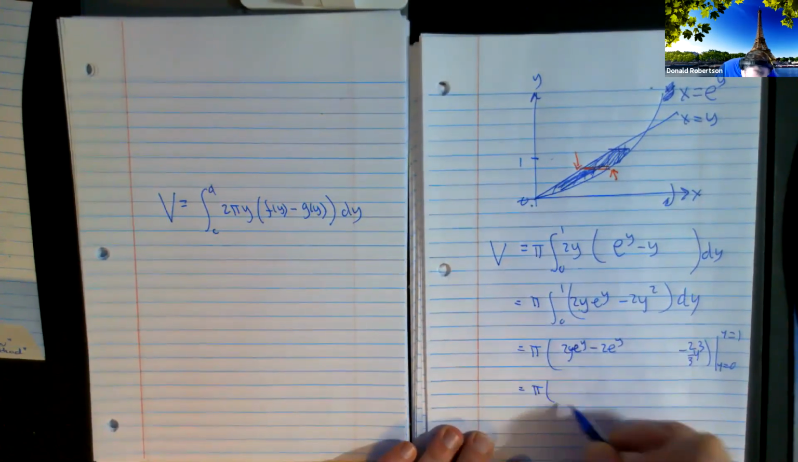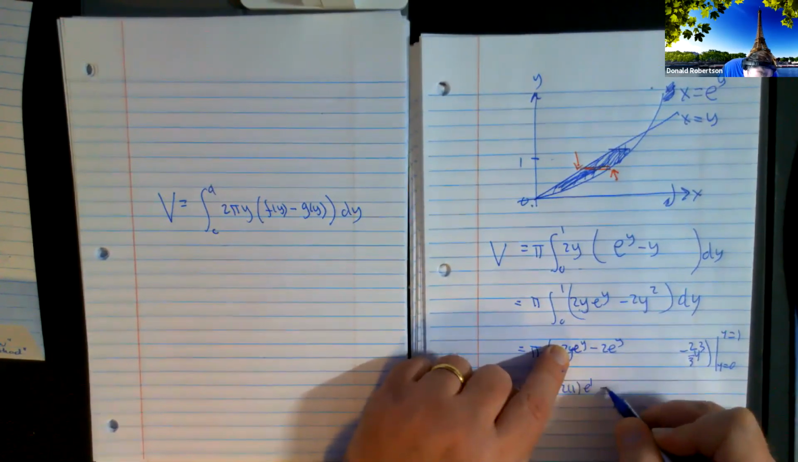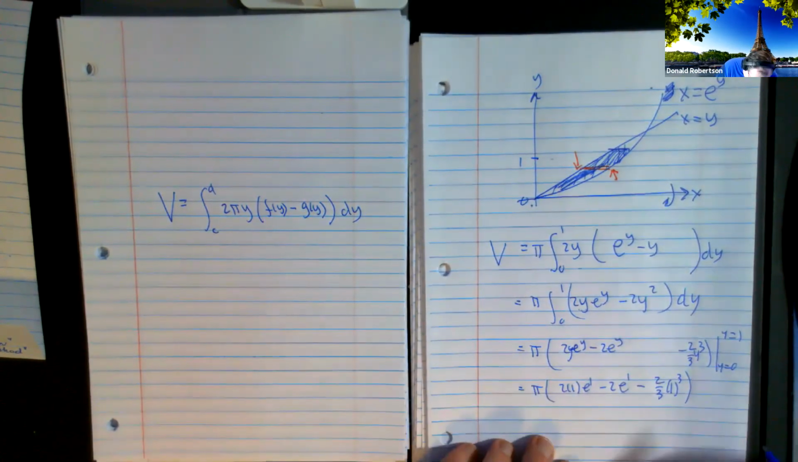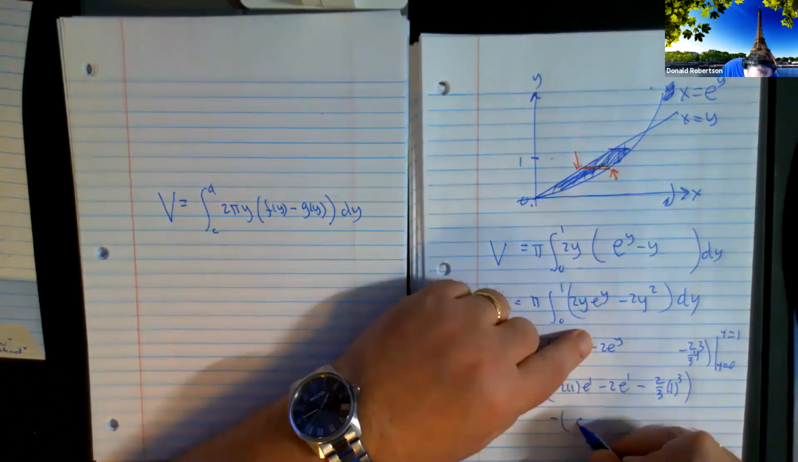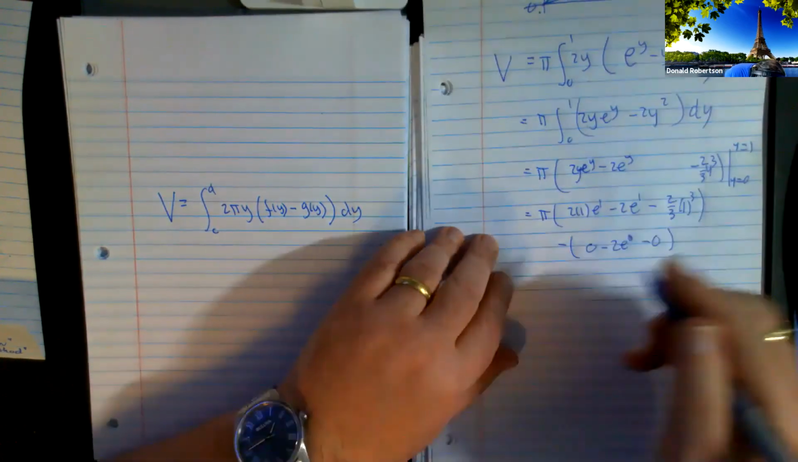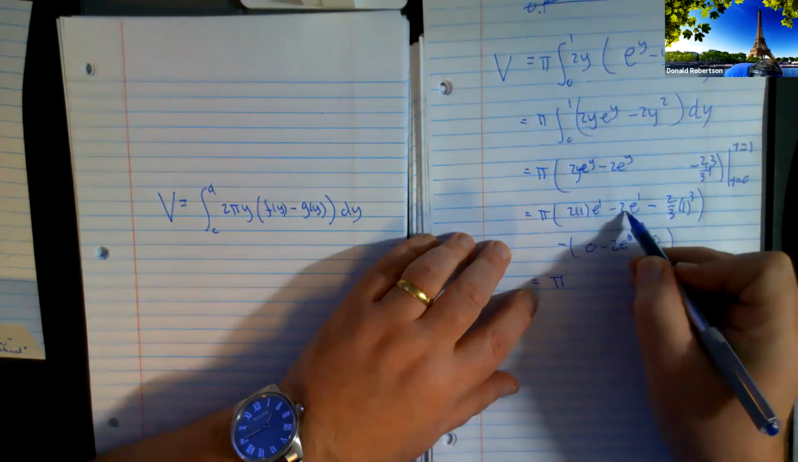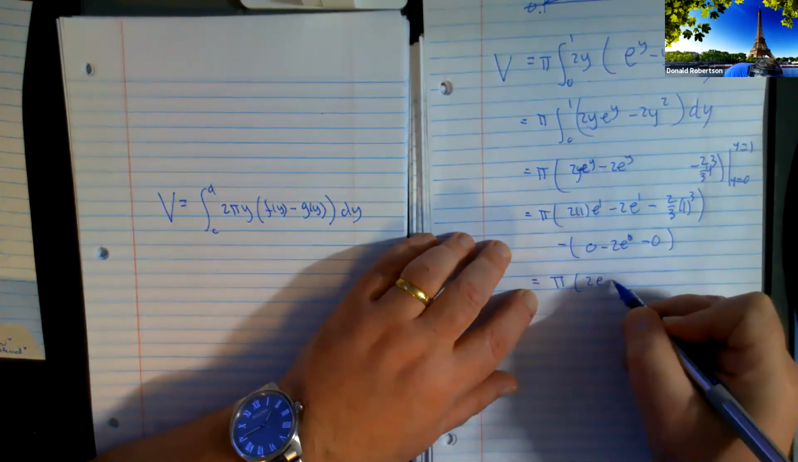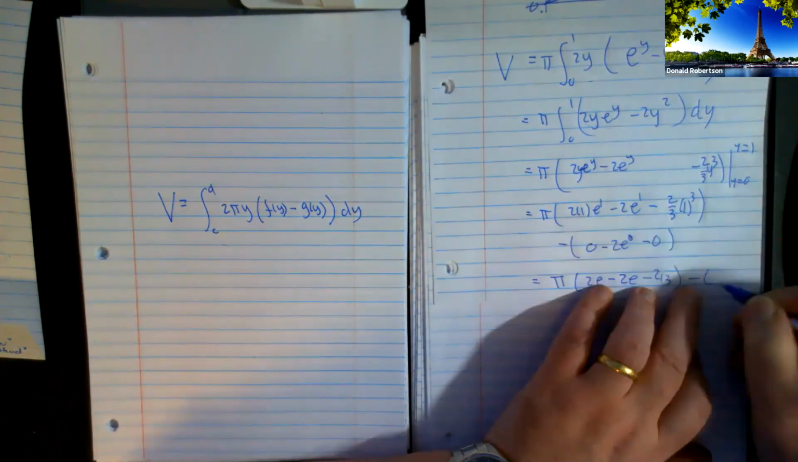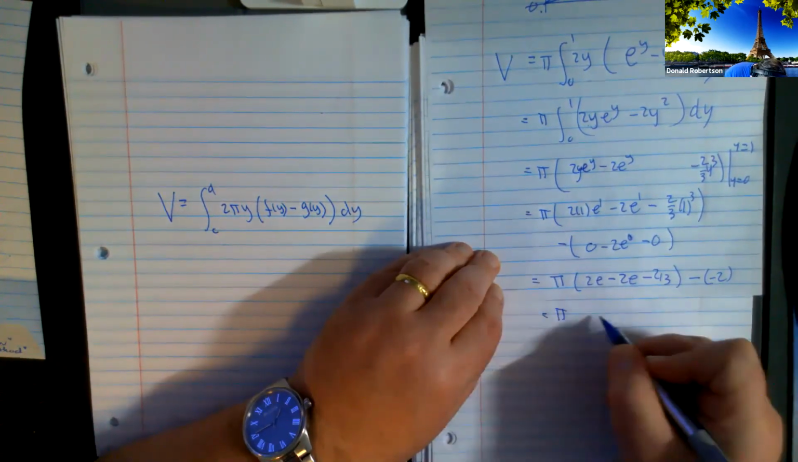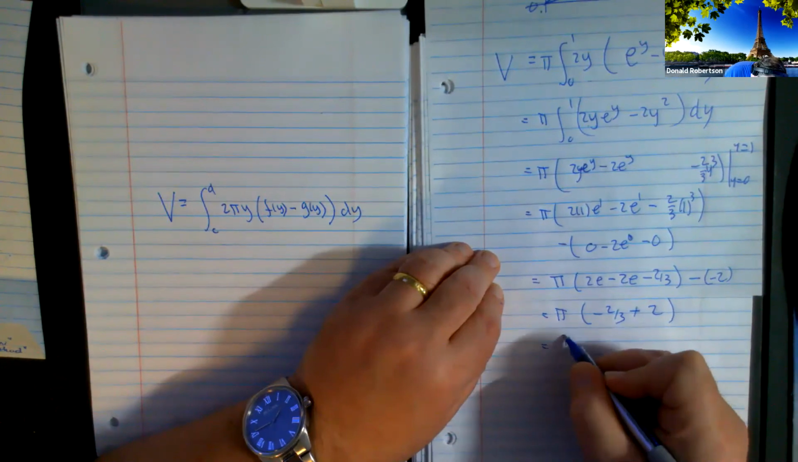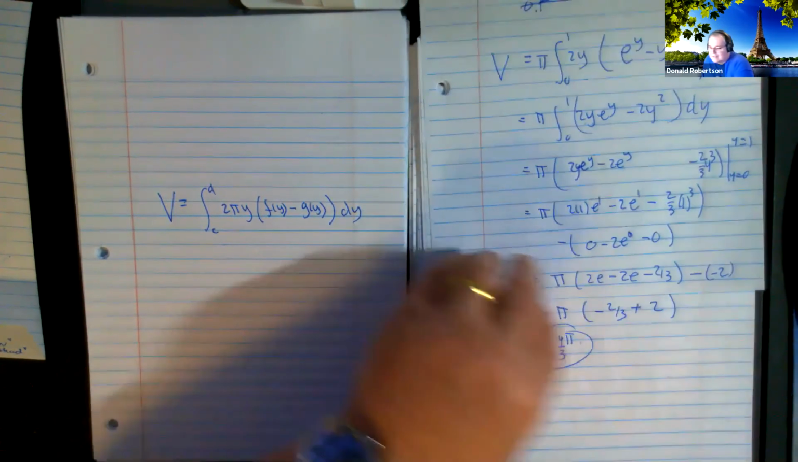So what do we get? Plug in 1. 2 times 1 e to the 1, take away 2 lots of e to the 1, take away 2/3 1 cubed. That's good. Subtract nothing, minus 2 e to the nothing, take away nothing. That's minus 2. That guy is 2e, take away 2e, take away 2/3. Subtract -2, -2/3 plus 2. Yay, I didn't get 8/3.